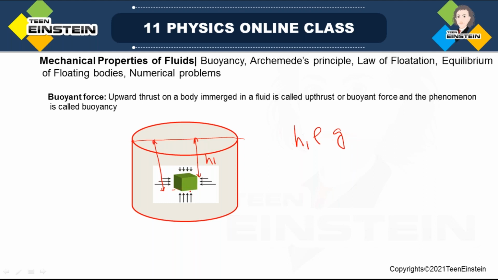Now look, this is the bottom surface. At this bottom surface, the pressure acts from the bottom face in the upward direction. The pressure on the top face will be along the downward direction, and the pressure on the bottom face will be along the upward direction. That will be H2 rho G. And you can see that H2 is greater than H1. That means the upward pressure will be greater than the downward pressure. That means you will have a resultant pressure along the upward direction.